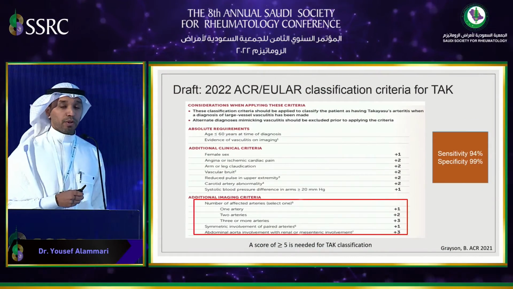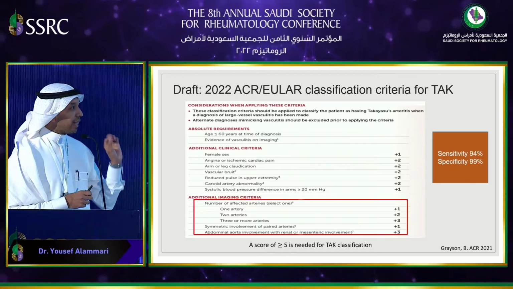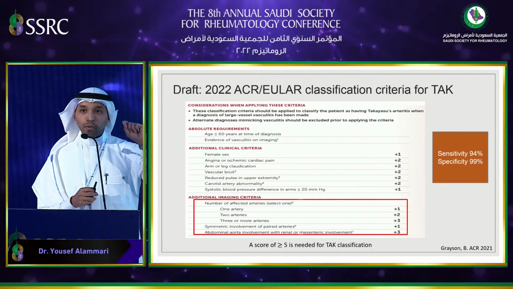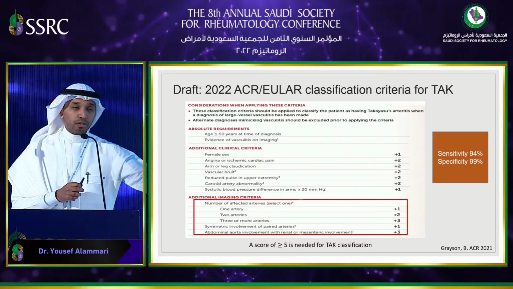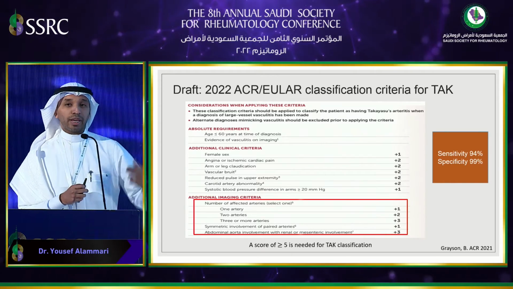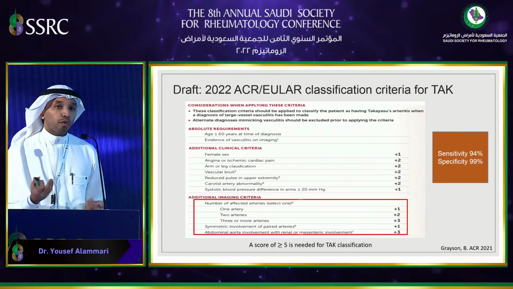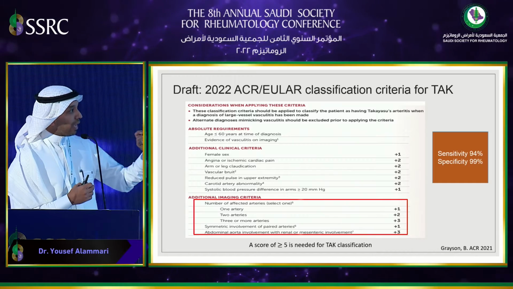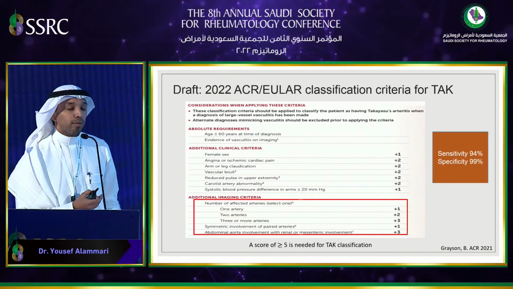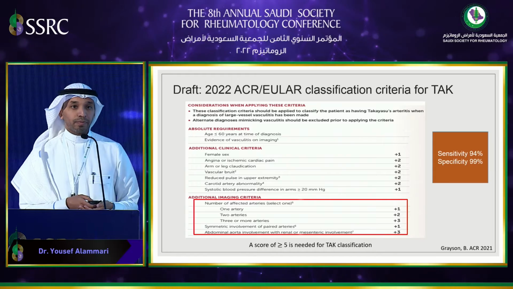On the other hand, for Takayasu arthritis, they went into more detail about the numbering of the arteries involved in patients with Takayasu arthritis, one score for symmetrical involvement, and lastly, they added more score for the involvement of the renal and mesenteric arteries.